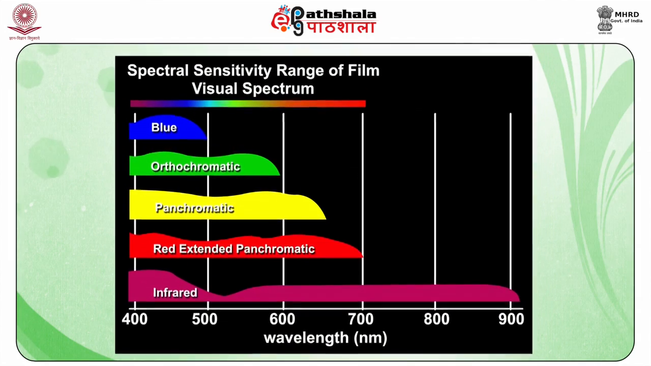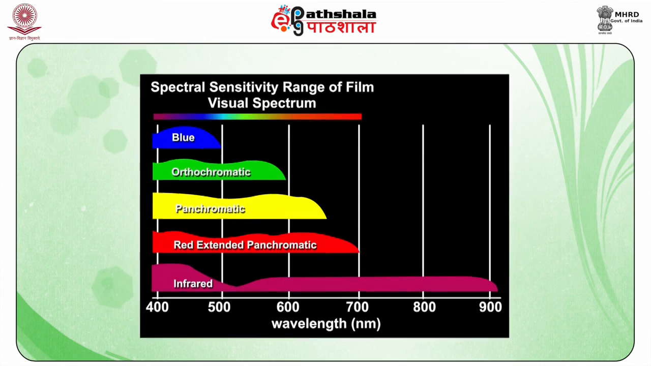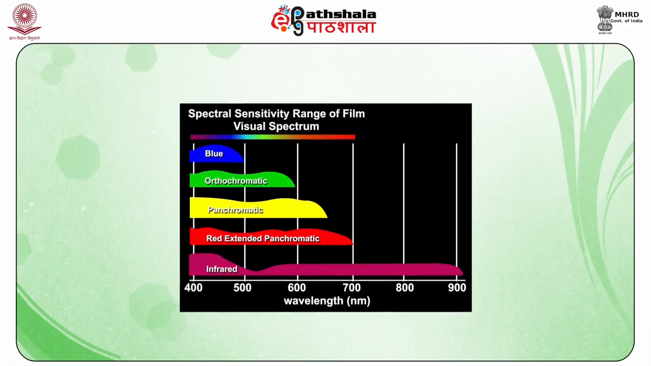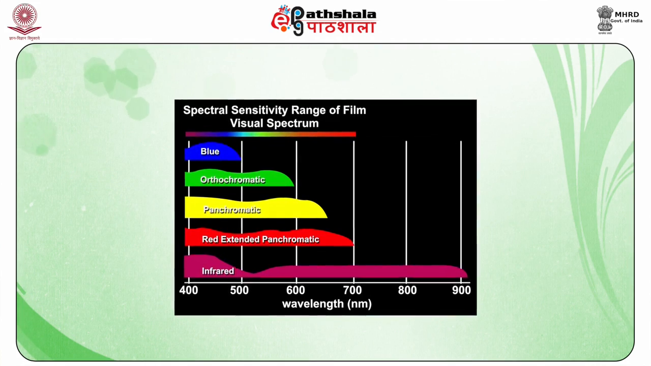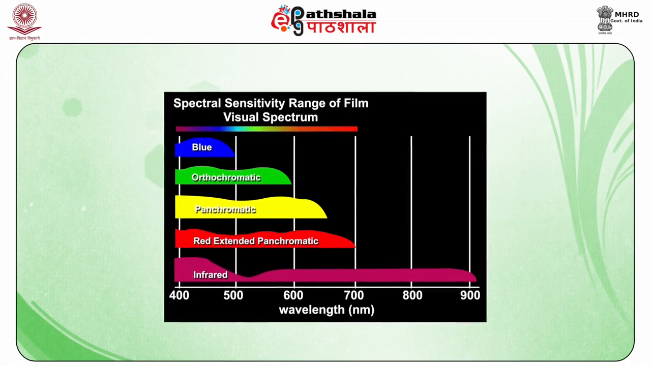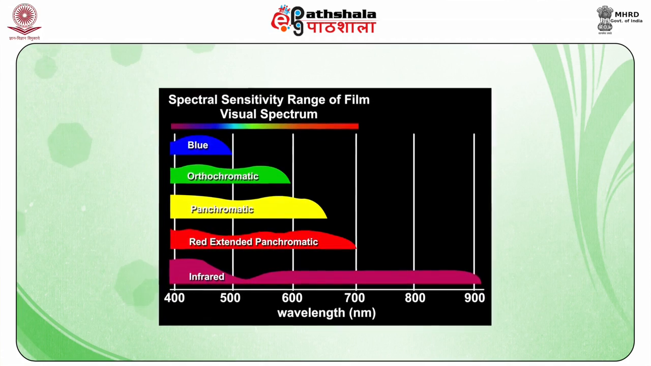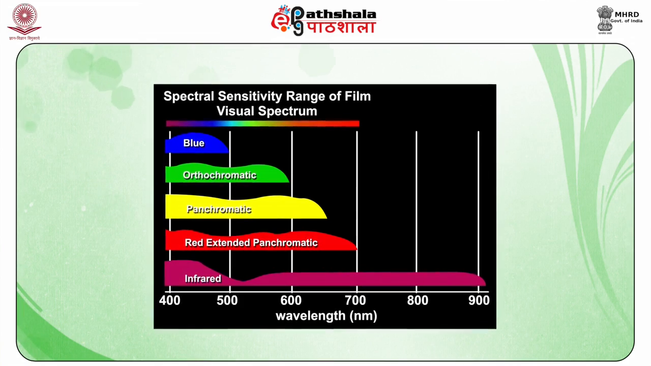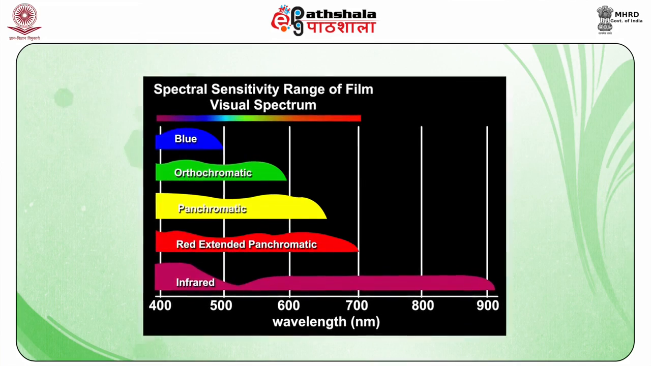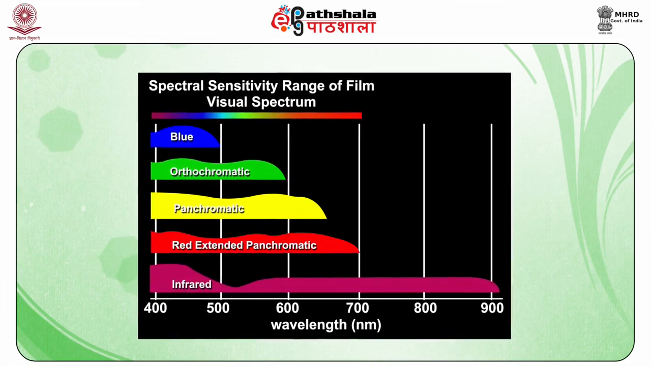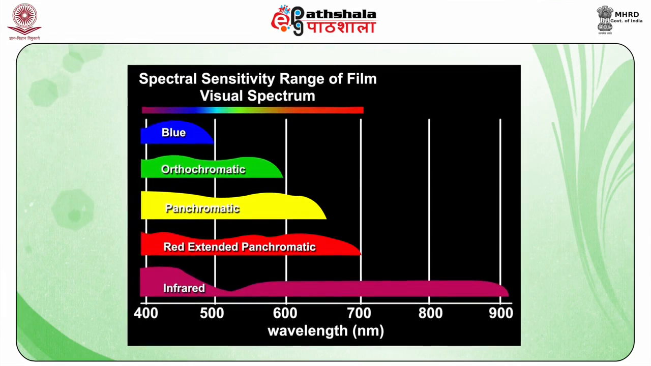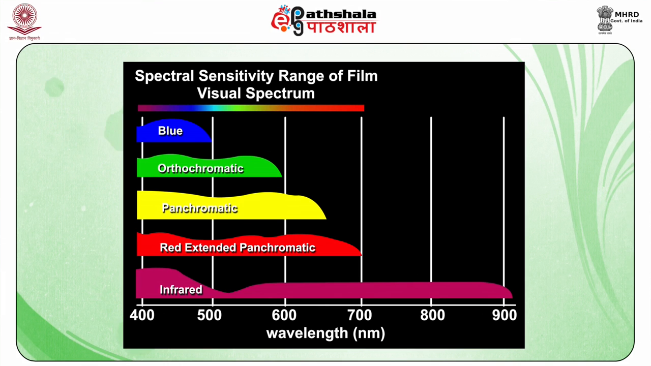Orthochromatic. This emulsion is sensitive from violet to green region of the spectrum and hence can be handled in deep orange light, which is safe for the film. Next is panchromatic. This type of film is all color sensitive. That is, it responds to all the colors of the spectrum, even up to ultraviolet rays. So it should be handled in complete darkness. Next is infrared sensitive. This type of film is sensitive from ultraviolet to infrared region of the spectrum.